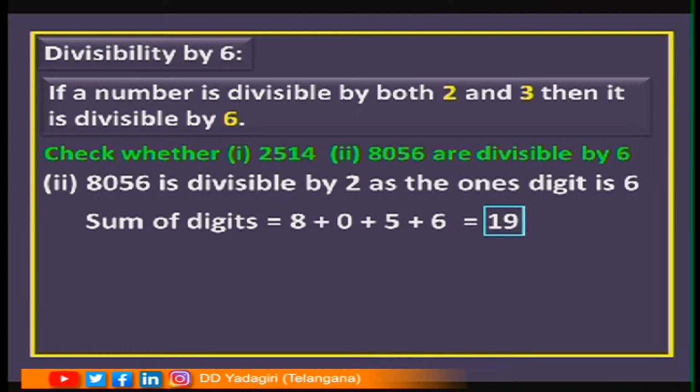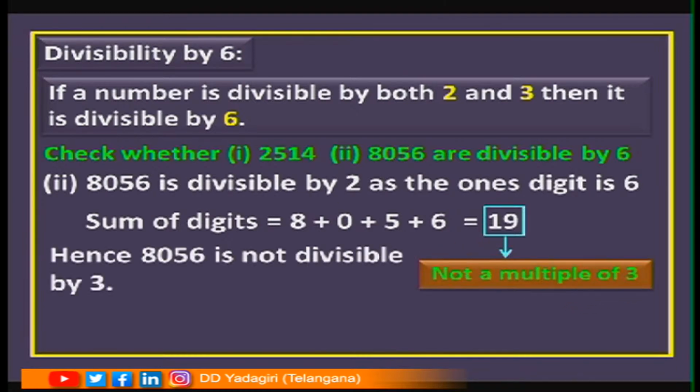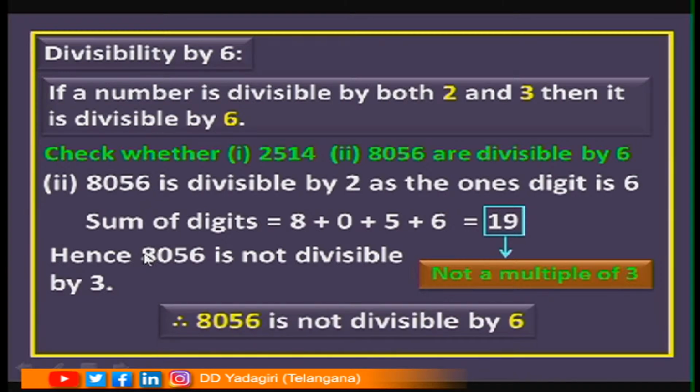Now is 19 a multiple of 3, or is it divisible by 3? No. So we can say that 8056 is not divisible by 3. So what do you conclude from this, children? So first, this 8056 is divisible by 2, whereas it is not divisible by 3. Hence I can say that 8056 is not divisible by 6. If it is divisible by both 2 as well as 3, then only it is divisible by 6. Got it, children? If it is divisible by any one of them, it is not divisible by 6.